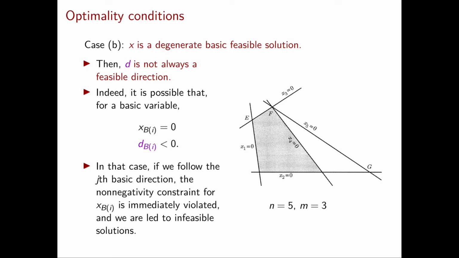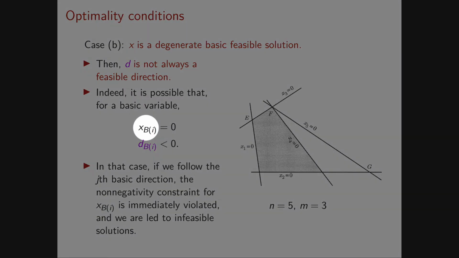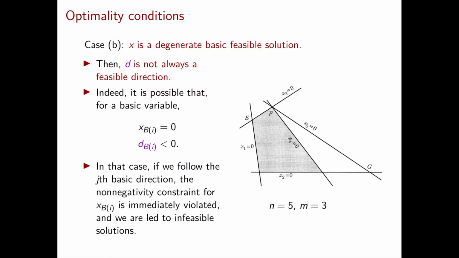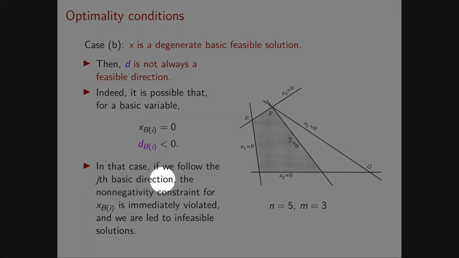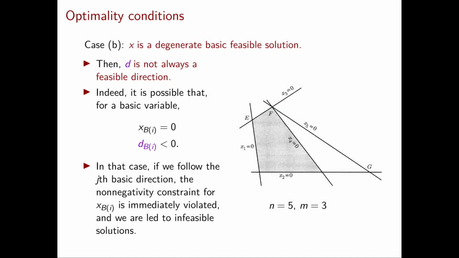And so how can it happen that for a basic component, as soon as we have a positive theta, we violate the corresponding non-negativity constraint? Well, it must happen that this basic component of the original vector x was equal to 0, and the direction vector in the same component is strictly negative. In this case, following the jth basic direction, the non-negativity constraint for the variable xbi is immediately violated for any positive theta. This means we are led to infeasible solutions, and so the direction vector d is not feasible.